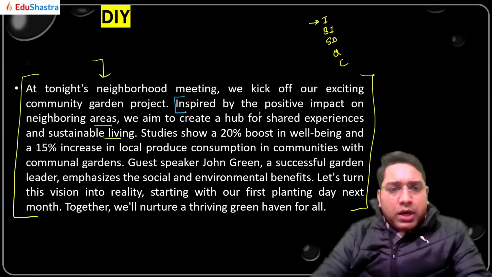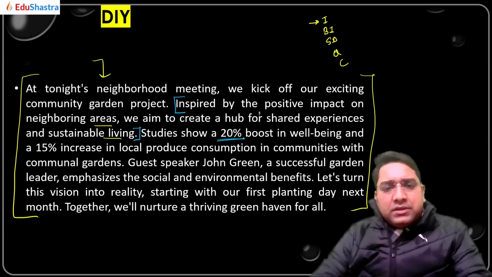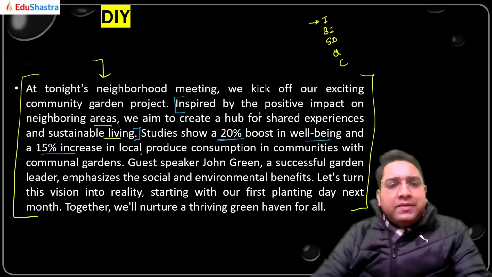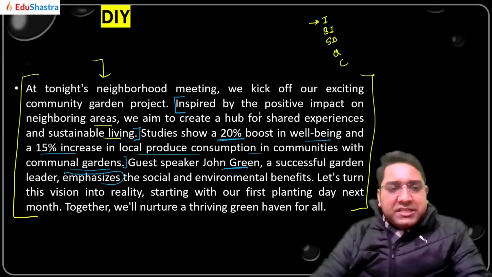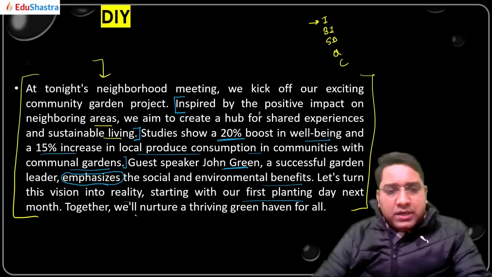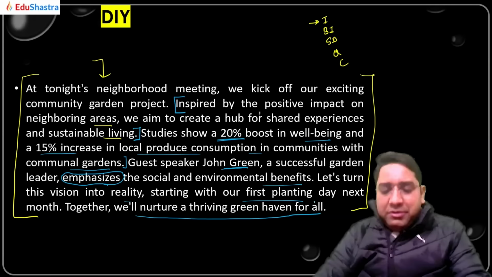Please focus. And it is not any rocket science. Very simple terms. Then later, study shows a 20% boost in well-being and 15% increase in local produce consumption in communities with communal gardens. The third thing is statistical data, which is given there. And then guest speaker John Green, a successful garden leader, emphasizes, which means he must have said something, the social and environmental benefits, right? Let's turn this vision into reality, starting with our first planting day next month. Together, we will nurture a thriving green haven for all.